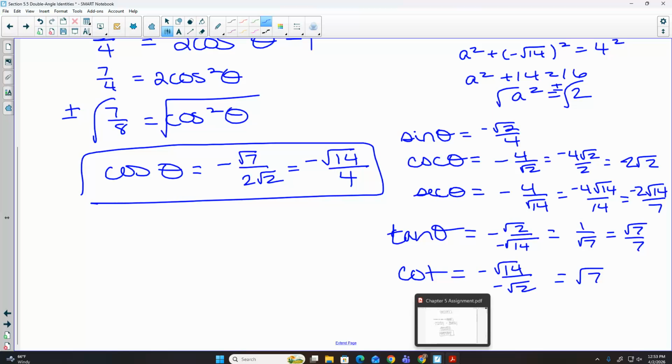All right, so really what we're learning here is all we need is one piece, and then we can find everything. Ultimately, if you know one trig function, you can draw a triangle and find all of them. Okay. Any questions on that? Let's do a proof.